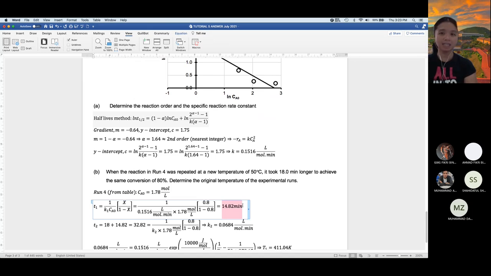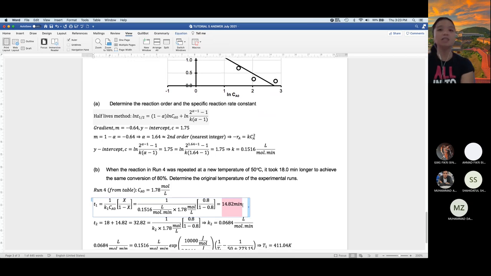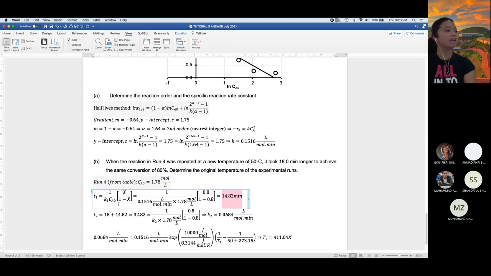So daripada masa ni, soalan dia kata pada suhu baru, tindak balas mengambil masa 18 minit lebih lama. So maksudnya untuk tindak balas saya pada suhu yang baru, which is 50 Celsius, my reaction time akan menjadi 18 plus 14.82. Sebab dia kata takes 18 minutes longer. So pada suhu baru ni, masa tindak balas saya akan menjadi 18 plus 14.82, I get 32.82.